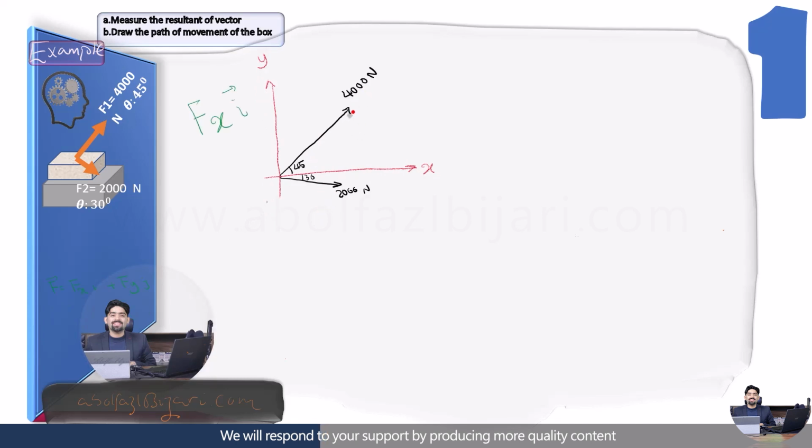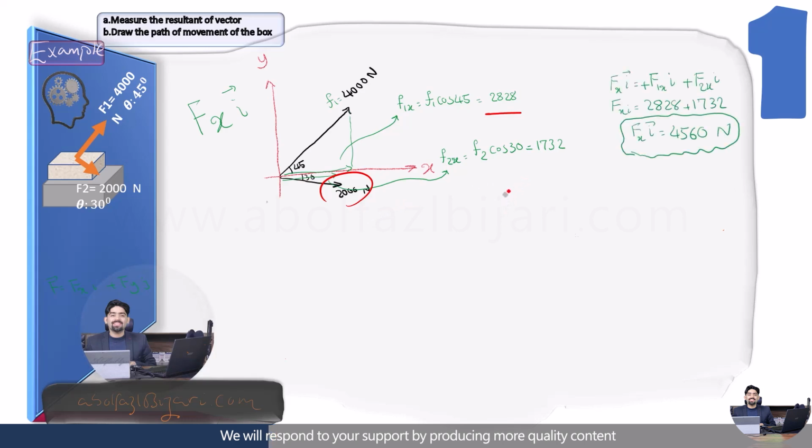For 4,000 Newton, it is 2,828, and for the 2,000 Newtons it is 1,732 Newtons. Note that both values are to the right and are added together. It is plus, it's plus. If we want to write the vector, it becomes 4,560 newtons.